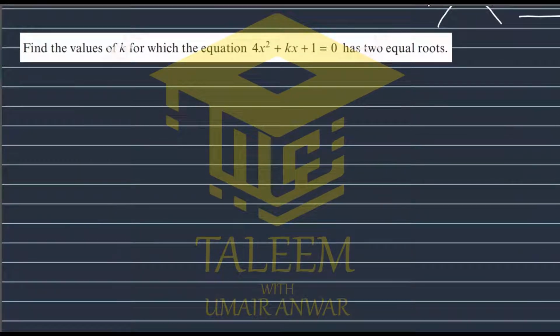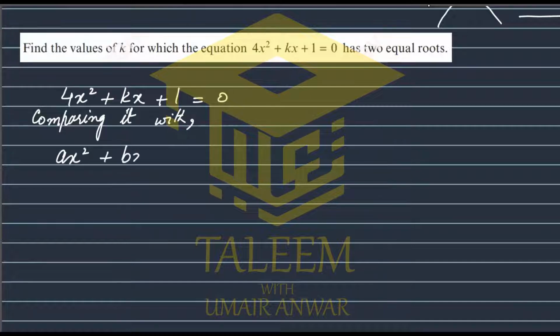This example says: find the values of k for which this quadratic equation has two equal roots. So we are provided with the quadratic equation 4x square plus kx plus 1 is equal to 0. First of all, we would be comparing it with the standard quadratic equation. The standard quadratic equation is ax square plus bx plus c is equal to 0, and the condition is a should not be equal to 0.